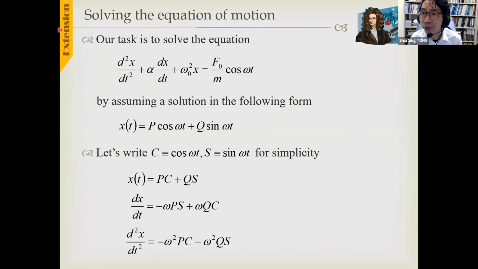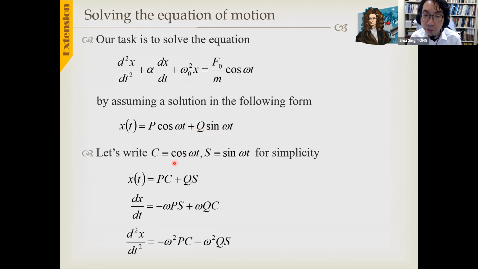Now I put this in as an extension because I know that this is rather difficult for you. So I do not pretend that I will test it in the exam. I just mention to you how to solve the equation. I can solve this equation by assuming x to be a superposition of a cosine vector and a sine vector. The coefficient for the cosine I assume to be p, and the coefficient for the sine I call q. Be careful, the sine and the cosine vary with the frequency omega, but not omega naught.